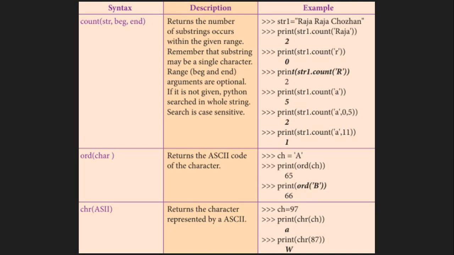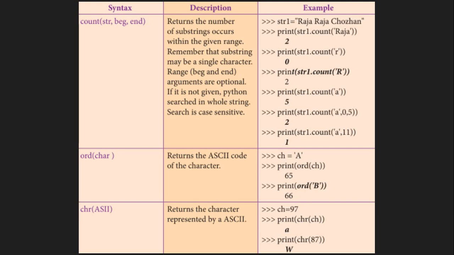Then again this is the letter A starting from the 11th index onwards until the end. How many times the letter A appears? Only once, so it prints the value as 1. It's very easy. It has got 3 parameters. The string, comma, beginning, comma, end. If you don't give the beginning and end, it will start from the first and go to the end. If you give it, it starts from the given position until the end.